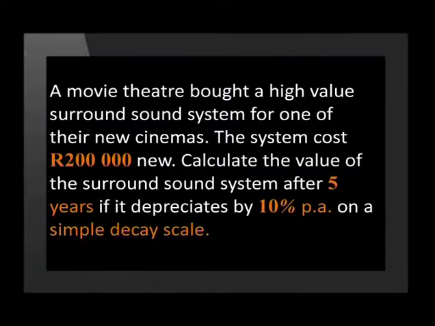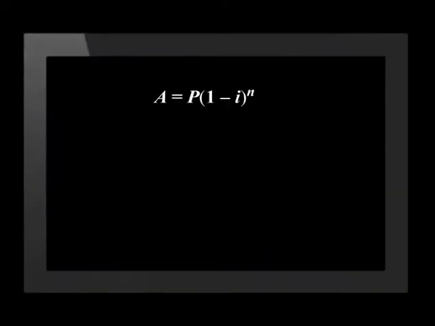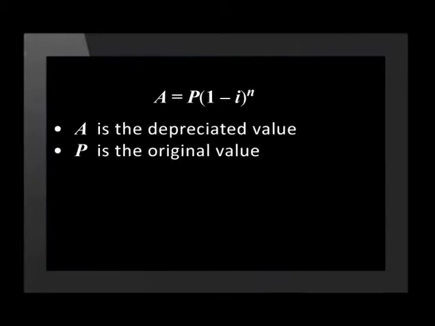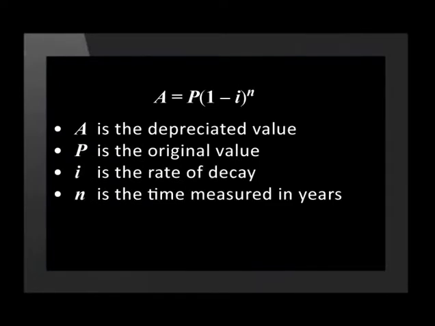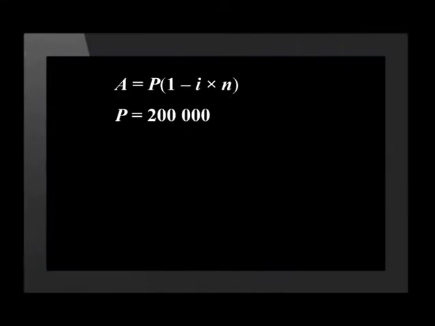simple decay scale. Let's look at the formula for simple decay again. A is equal to P times (1 minus I times N), where A is the depreciated value, P is the original value, I is the rate of decay, and N is the time measured in years. So P is equal to 200,000, I is equal to 0,10, and N is equal to 5.